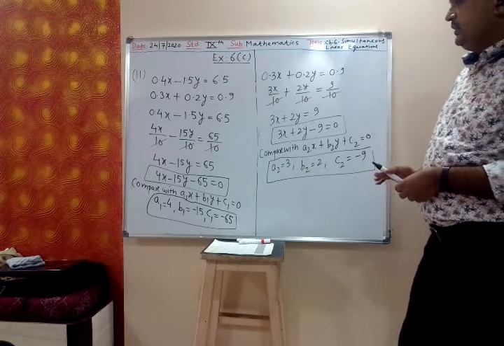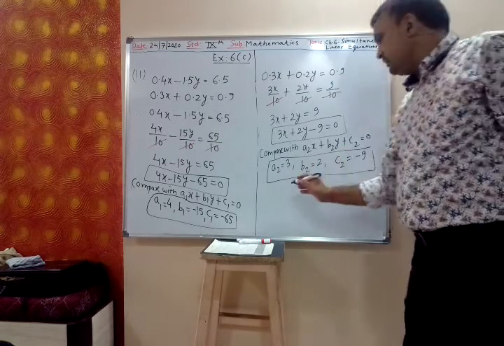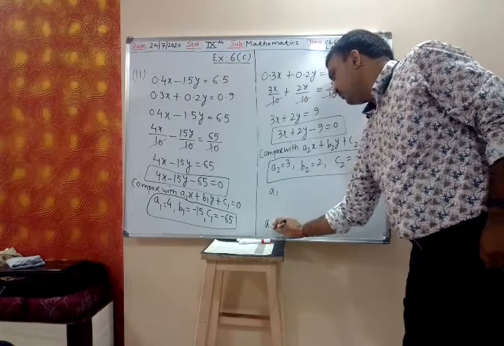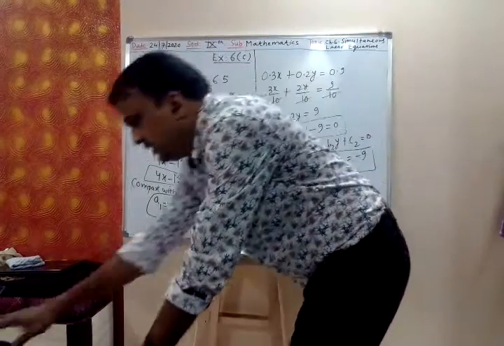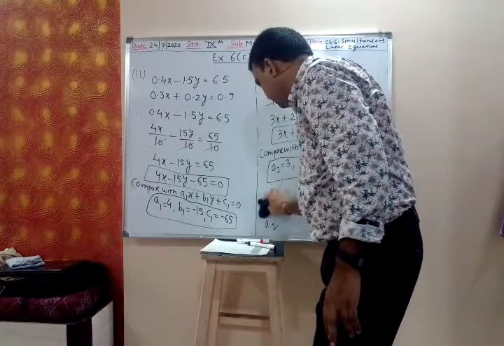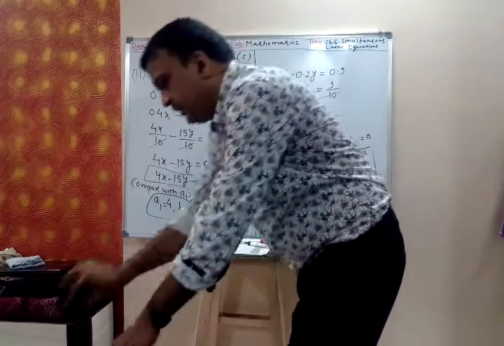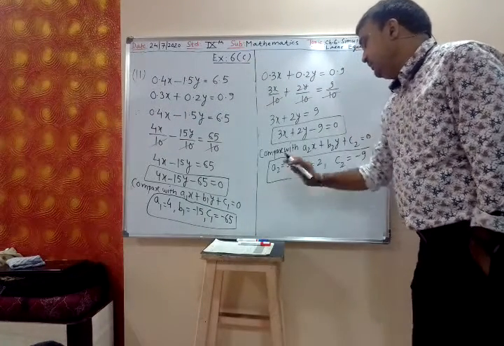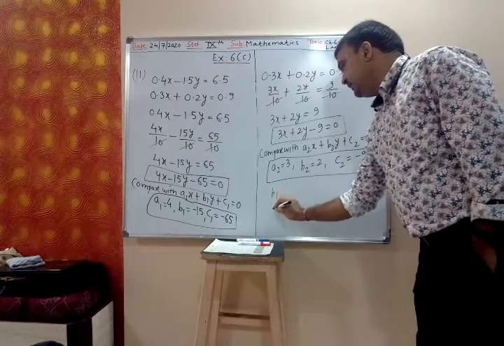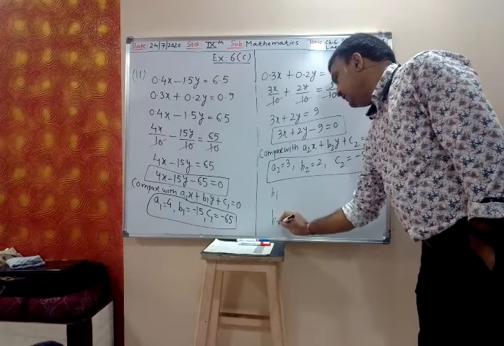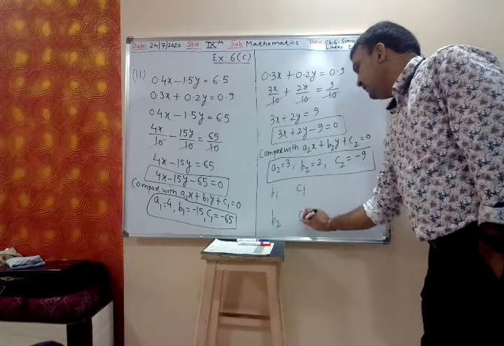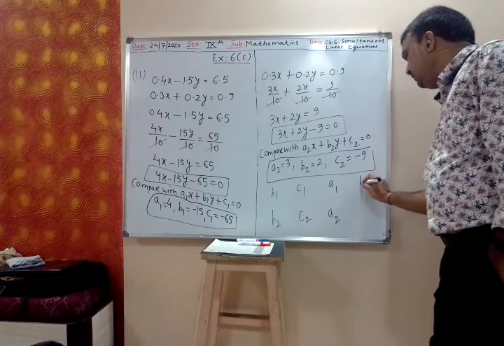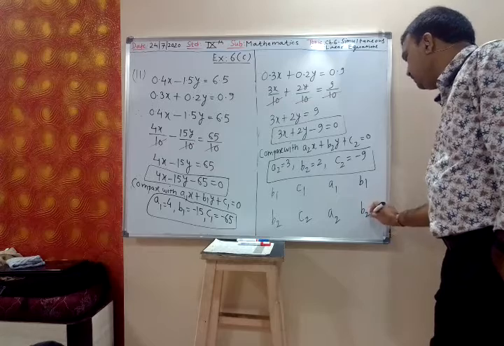After finding A1, B1, C1, A2, B2, C2, we use cross multiplication. So we write A1, A2, which order do we consider? Tell me. B, C, A, B. That order you have to remember. B means B1, B2, C, C1, C2, A, A1, A2, then again B, B1, B2. B, C, A, B.